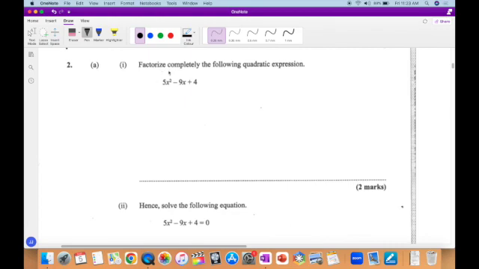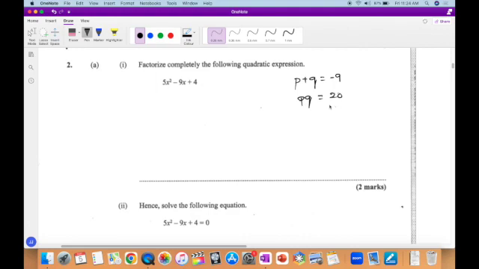Okay, so number 2, part A, factorize completely the following quadratic expression, 5x squared minus 9x plus 4. Well, we know that when A is greater than 1, we have to use factorization by grouping. So we want two numbers that when I add them, I will get the middle number, negative 9, and when I multiply them, I will get 5 times 4, which is 20. So what two numbers are there?